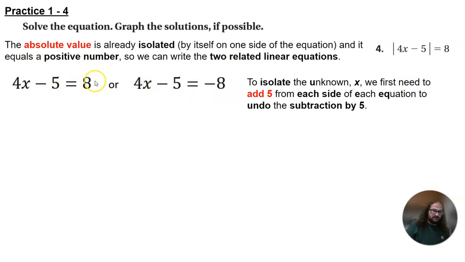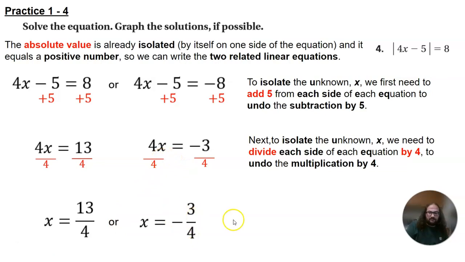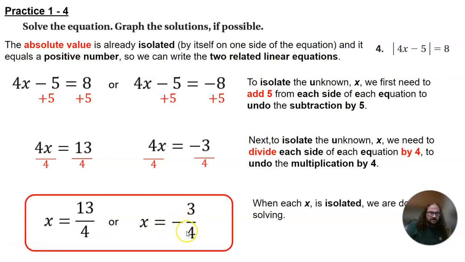Now, we're just going to use our normal algebra solving procedure. Get rid of the minus 5 by adding 5 to both sides. So we'll get 4x equals 13, and over here we'll get 4x equals negative 3. Now we just need to divide both sides by 4. And if we don't get something that goes in easily, we just leave it as a fraction and reduce. So first we get x equals 13/4, or x equals negative 3/4. The x is by itself. We can't simplify or reduce those fractions any, so we're done solving.